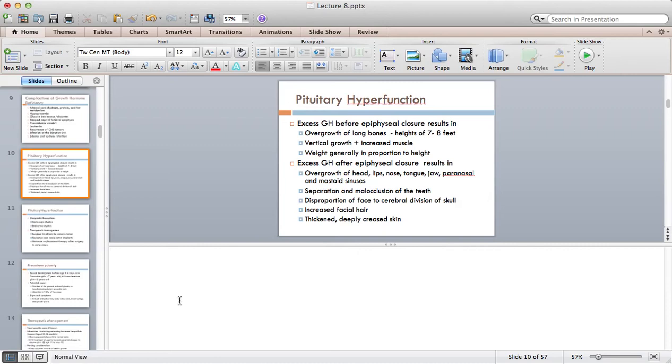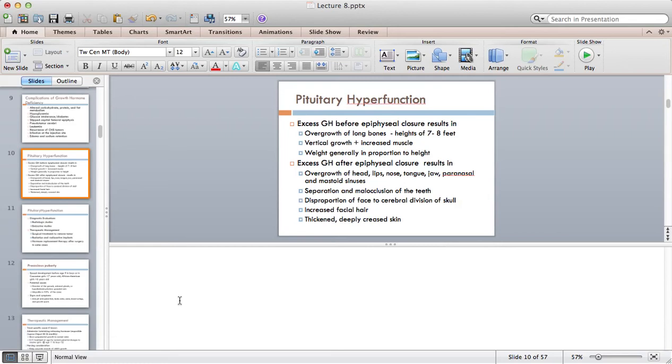and the long bones will be so overgrown and the person will be so tall. Okay. Generally, with that dysfunction prior to the closure of the epiphyseal plate, the proportion of height and weight is the same. Okay, so it's proportionally the same, it's in proportion. So you look at the person, is nice and tall, but has enough muscle and weight to match it.